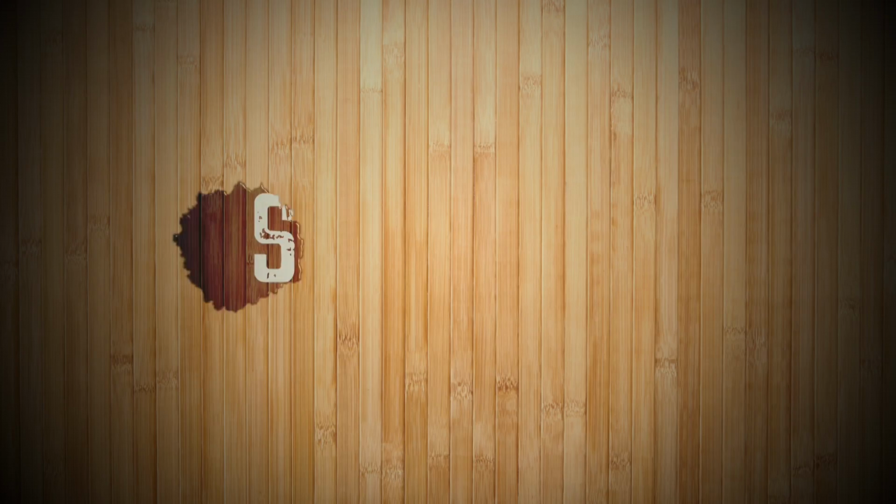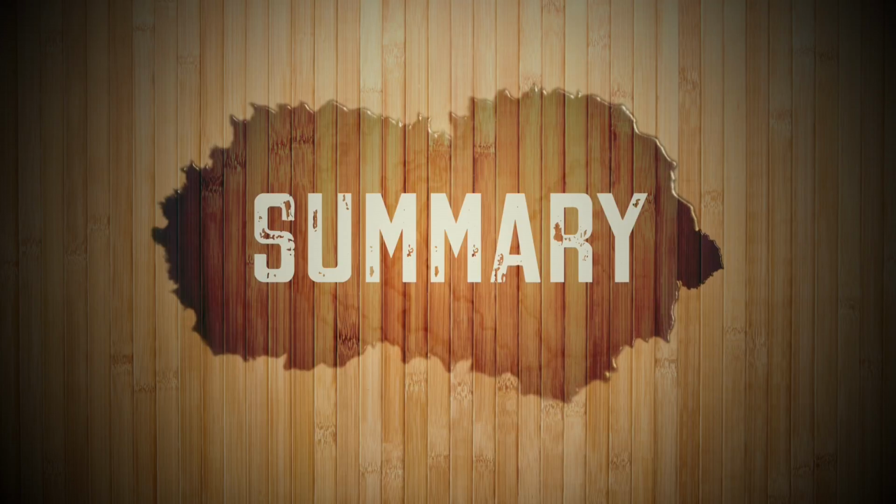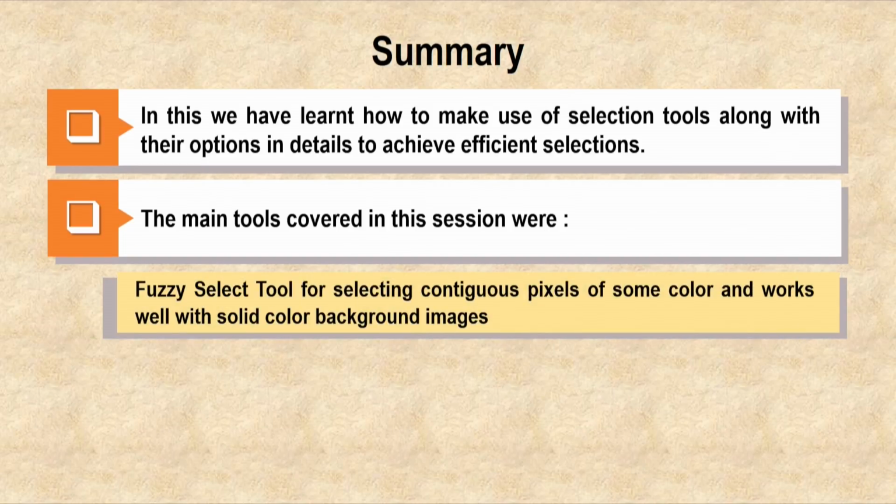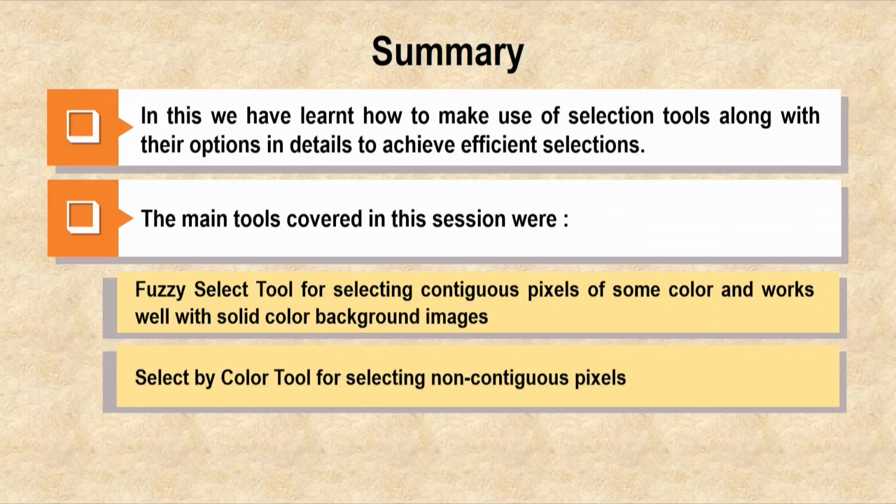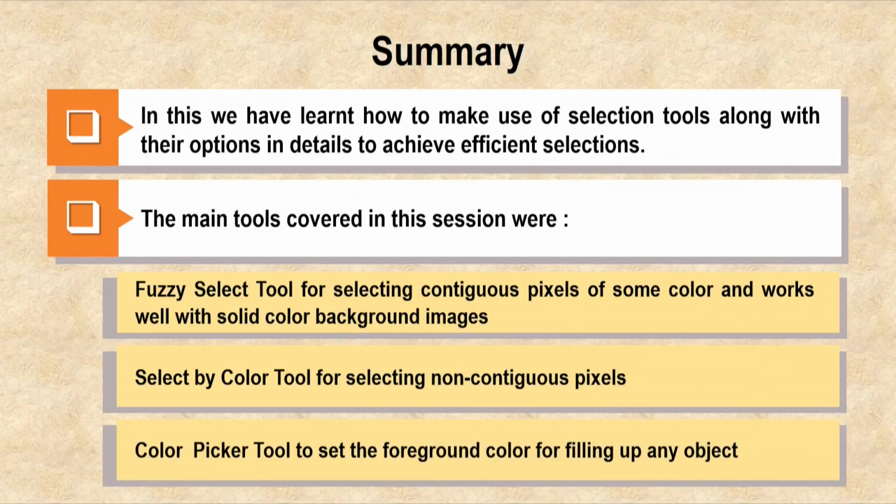So in this particular session, we have covered the selection tools like fuzzy select tool, which can be used for selecting the contiguous pixels of some color, and it works with solid color background images. Select by color tool for selecting the non-contiguous color pixels, and the third tool that we have covered is color picker tool to set the foreground color for filling up any particular object on the layer.